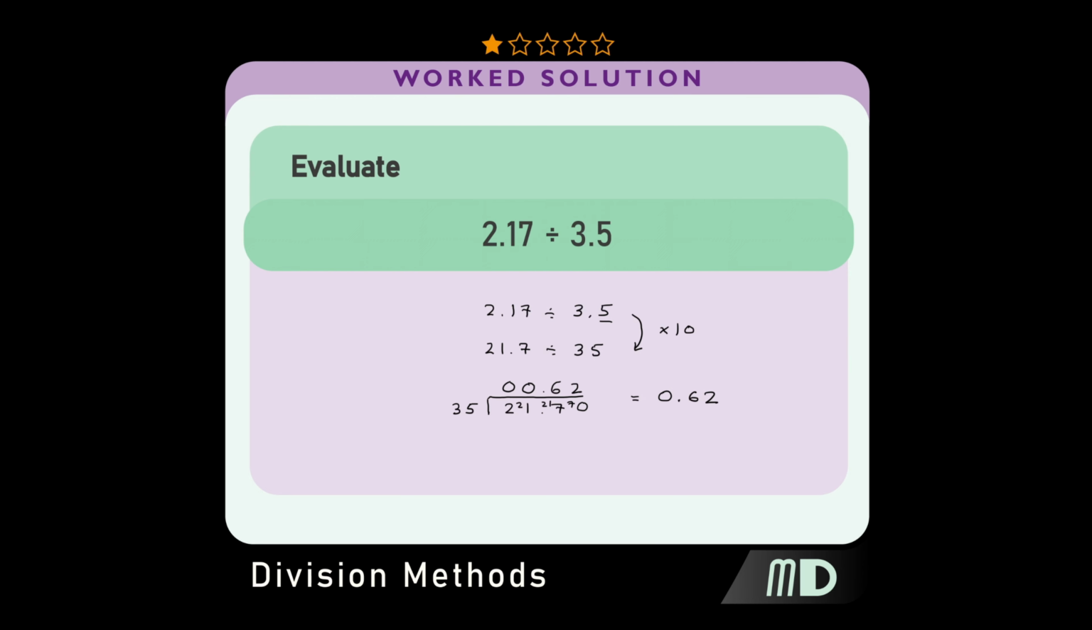As an extension to this question, try dividing 3.5 by 2.17. What multiple of 10 do we need to multiply both decimals by? Drop your answer in the comments.